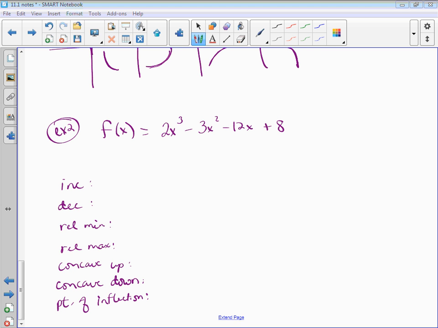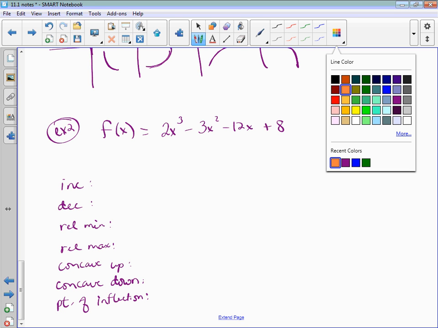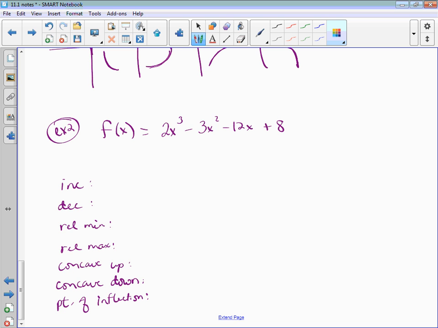Are you guys done with the first derivative part? Yeah. Okay, let me write those answers up just so you can check how you're doing. Increasing was from negative infinity to negative 1, and from 2 to infinity. Decreasing, negative 1 to 2.